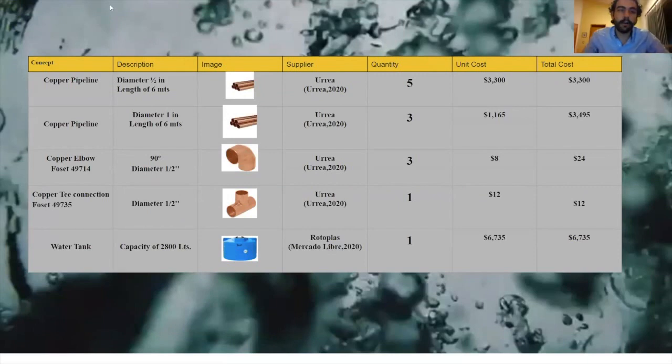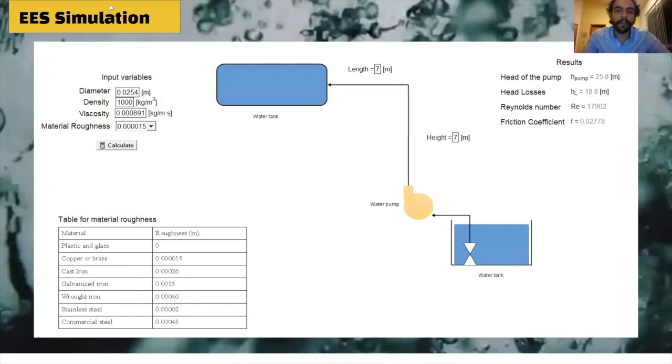Now here is our simulation. Here is an image of the interface where the input variables are the diameter, the density and the viscosity of the fluid, the material roughness of the pipes, the length and the height of the pipes. In the right side, we can see the results that are given from the simulation, like the head of the pump, head losses, Reynolds number, and friction coefficient.